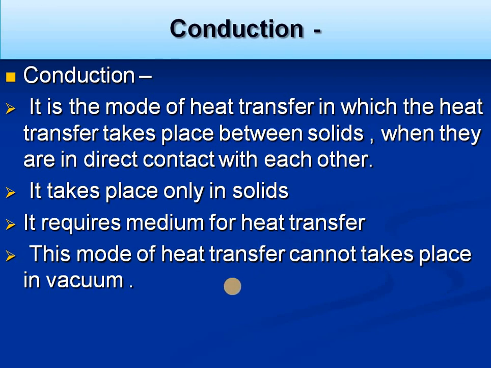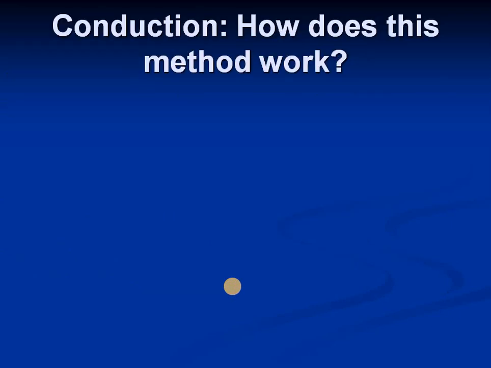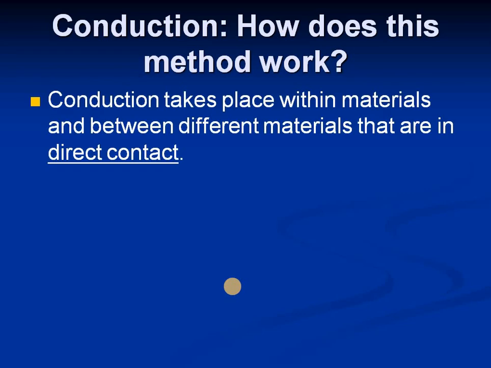So what did we understand from conduction? Conduction is the primary mode of heat transfer, which is generally observed. For conduction to take place, first, the objects must be solid. Second, there must be direct contact with each other, and they require a medium for heat transfer. Now, how does this method work? Let's see.